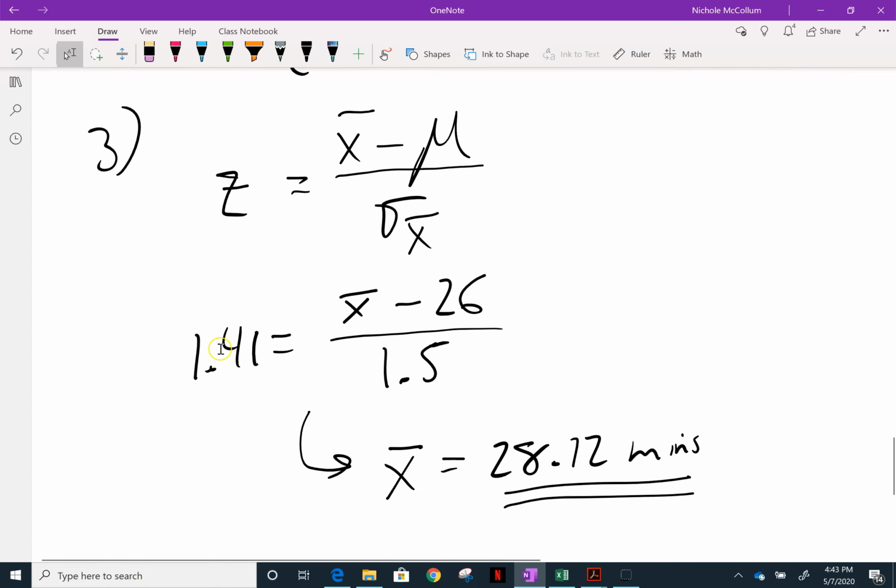To solve, it's called good algebra. Cross multiply and add 26. And that's how I got this number. I cross multiplied and added 26. So there's my bound. Bottom line, 28.12 minutes. If a group takes more than that on average, they'll be in the top 8% of group usage. And I'd wonder why they would fall in the top 8% if that's my threshold for looking at these groups.